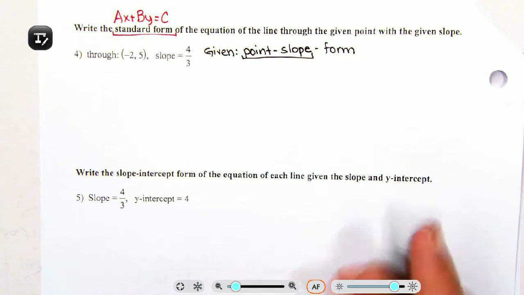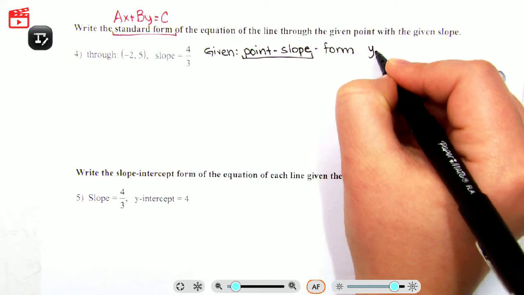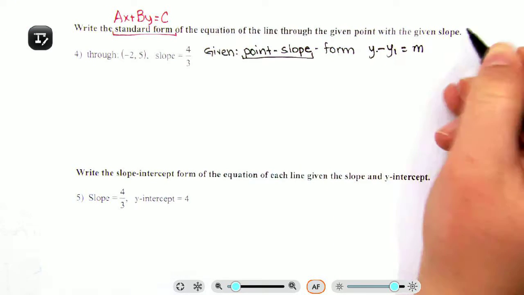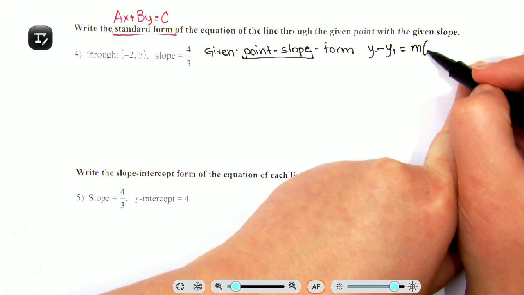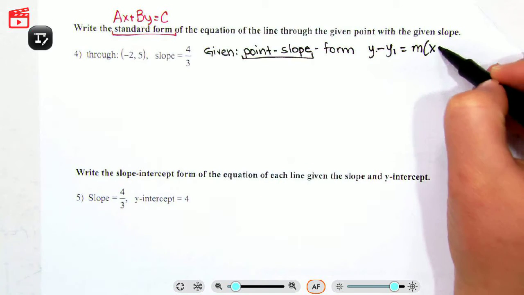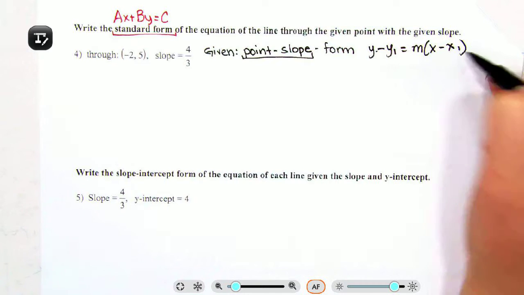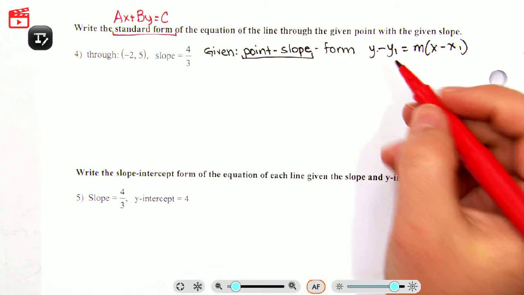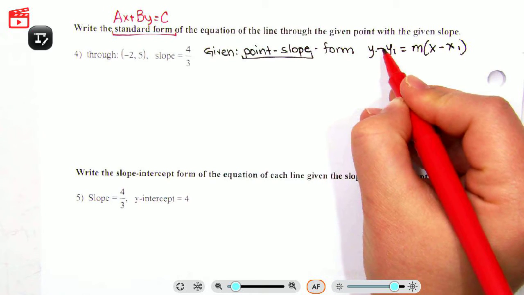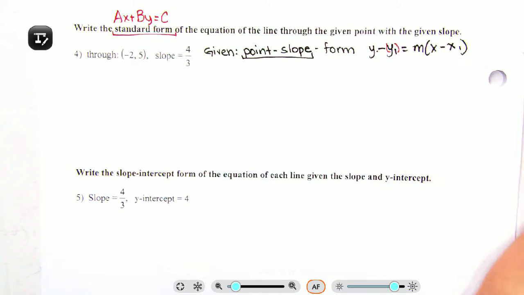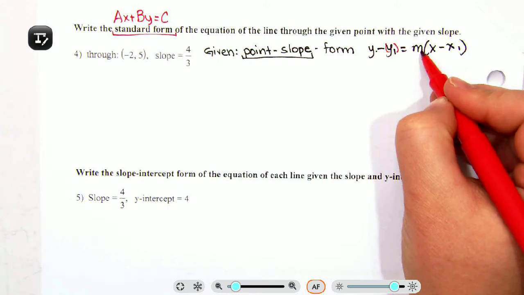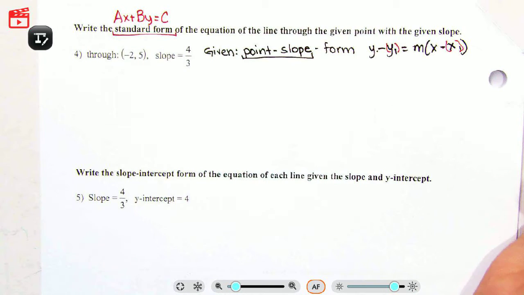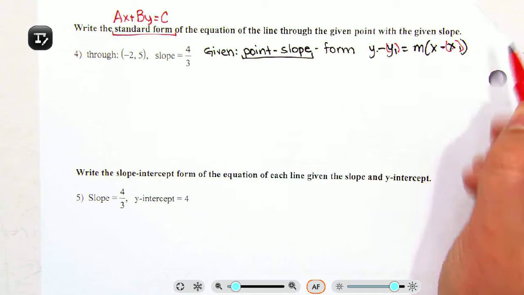Point slope form is y minus y1 equals m, parenthesis x minus x1. Now in my class, you're going to hear me say keep, change. Keep the y, keep the minus, change the y1. M is always changed. Keep, change the x to the x1. So x sub 1 we're changing as well.